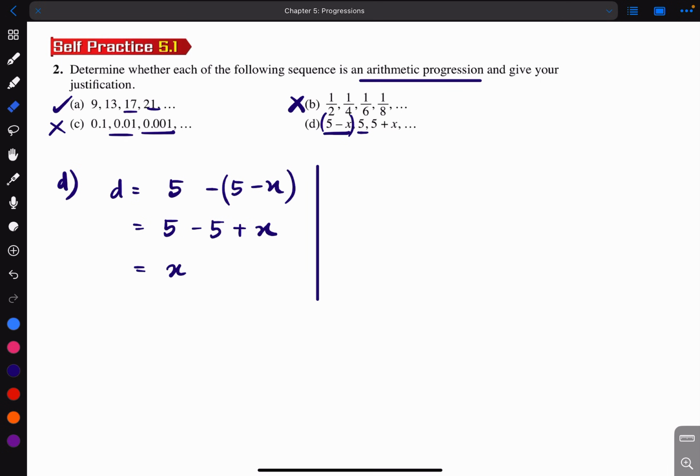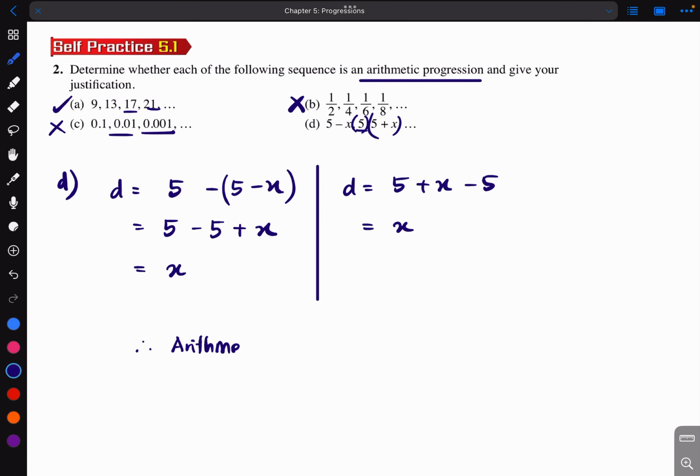Okay. And the next one will be 5 plus x minus 5. Minus 5 is 0, we get x as well. So since the D is the same, this will be an arithmetic progression. So A and D are both arithmetic progressions, B and C are not. That's it.